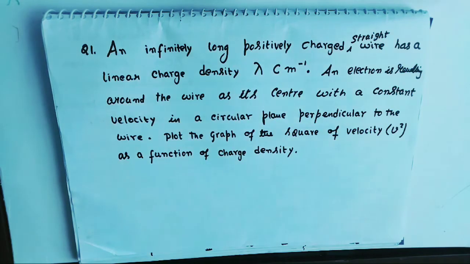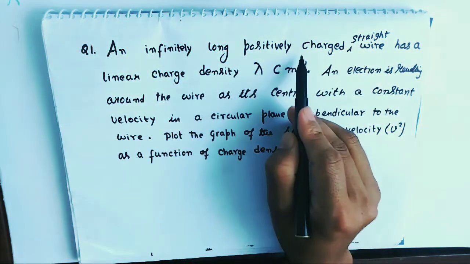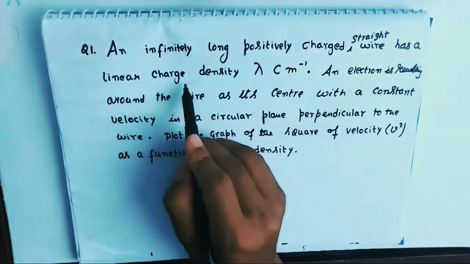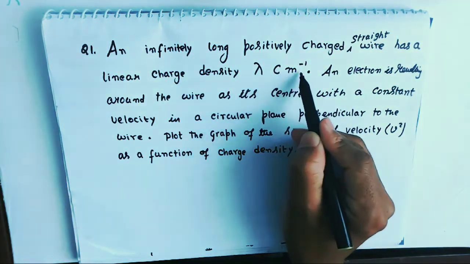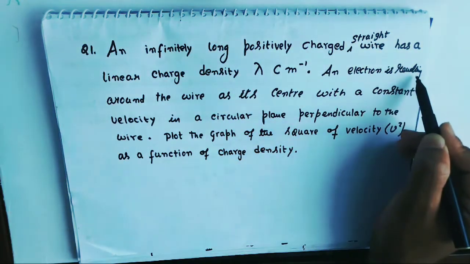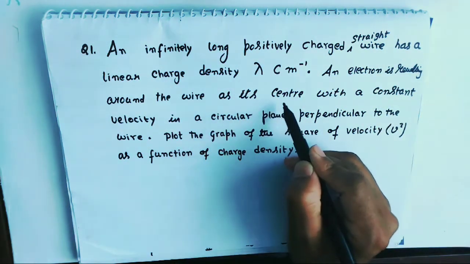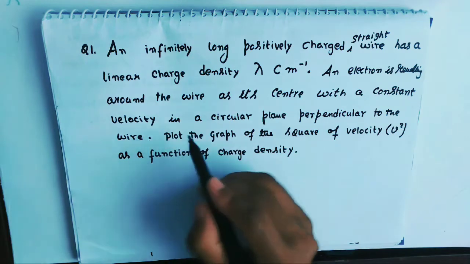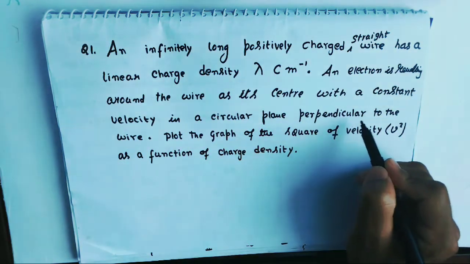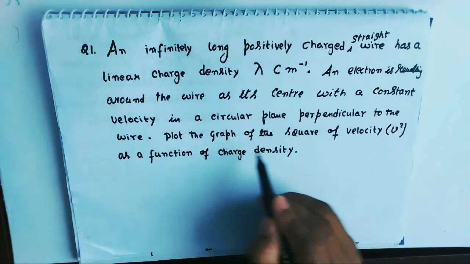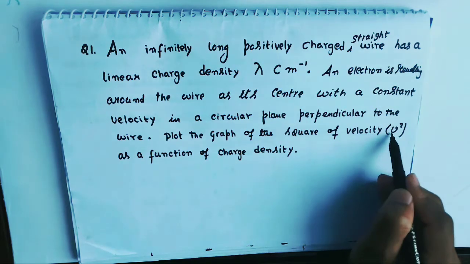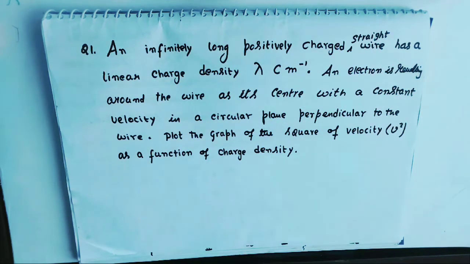So now we will discuss these numerical problems. The question says, an infinitely long positive charge straight wire has a linear charge density lambda. The unit is coulomb per meter. An electron is revolving around the wire as its center with a constant velocity in a circular plane perpendicular to the wire. The question says, plot the graph of the square of velocity, that is v square, as a function of charge density.